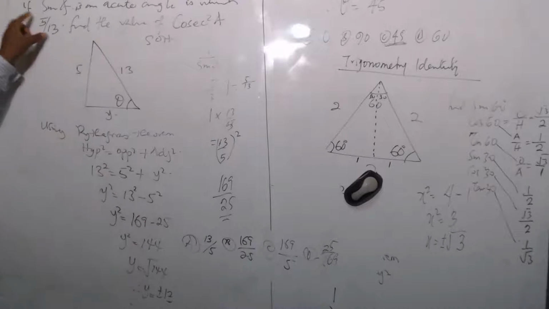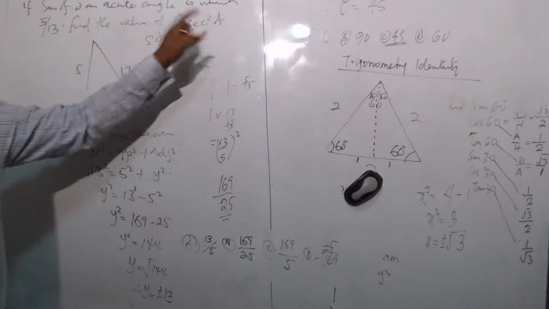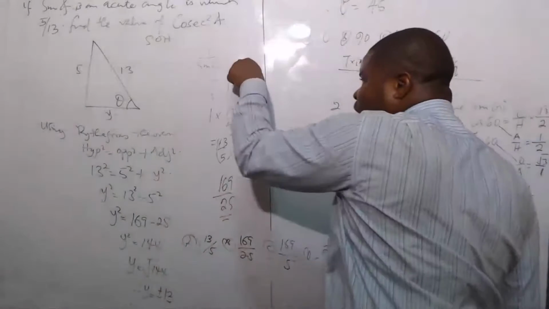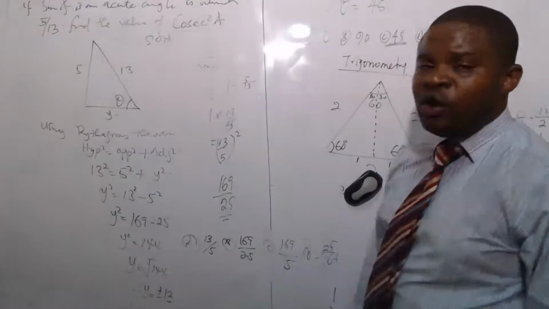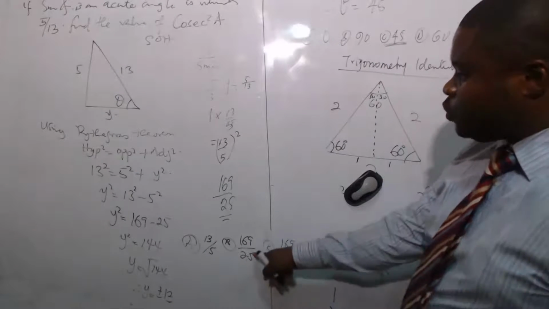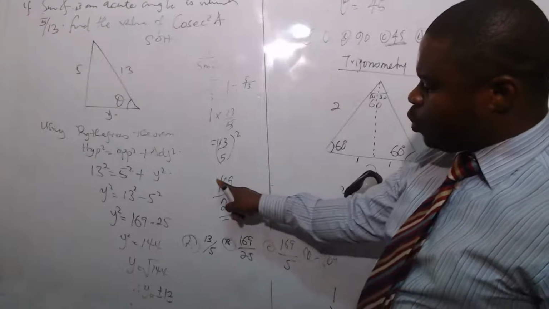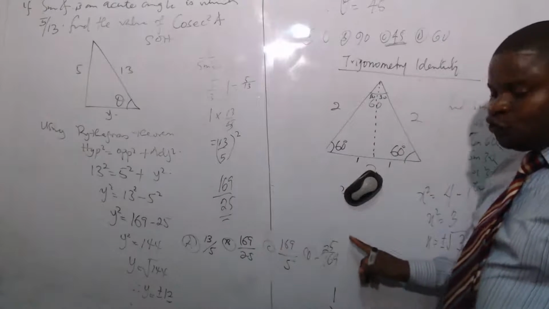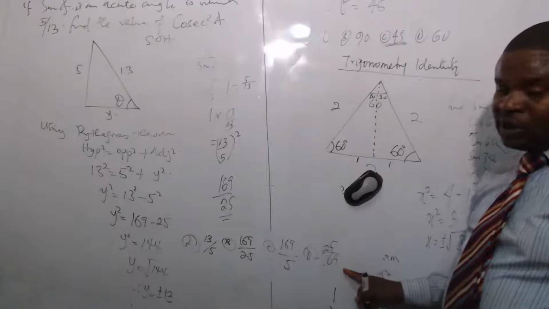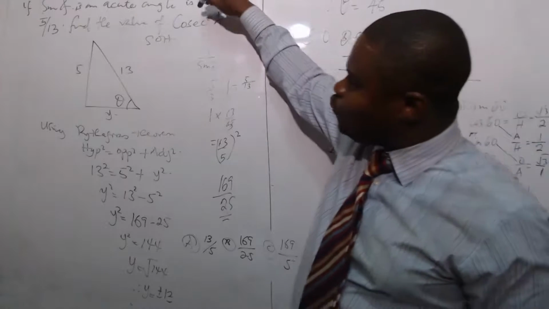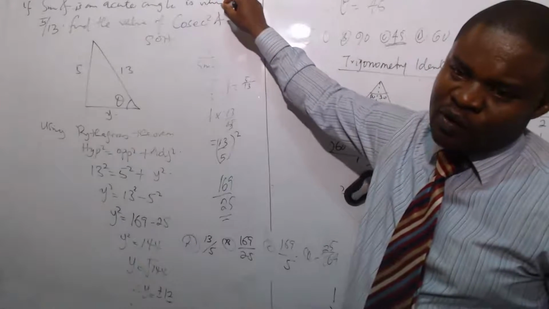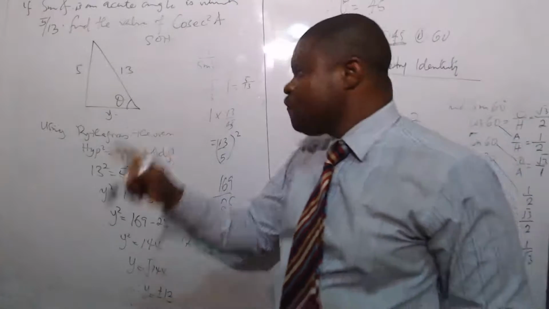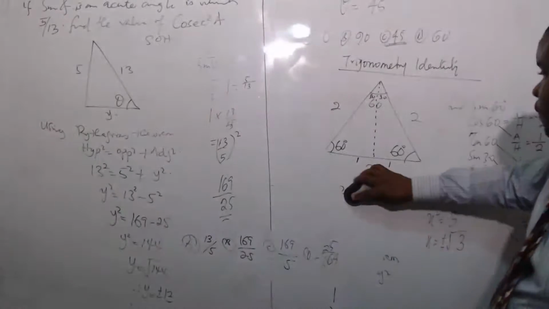Mind you, we said cosecant is the inverse of sine. So that means you're going to have 1 over sine of that value given to you. And that is why we now have 169/25 and not 25/169. Take note of this word question. Very, very tricky word question. Inverse. Okay? Now let's see.